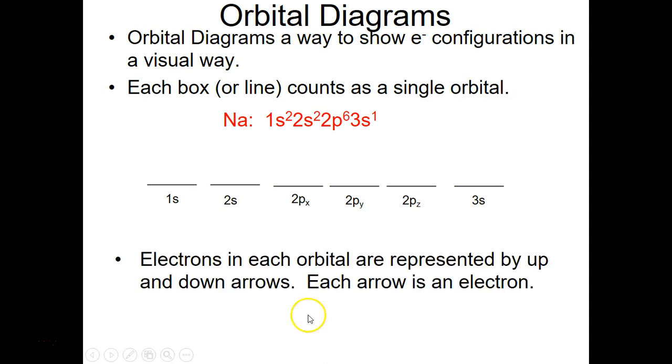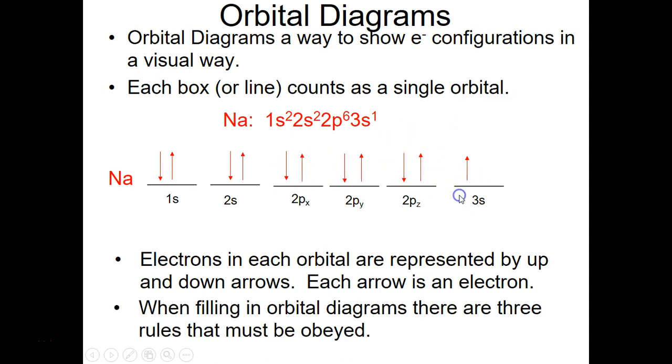Now, electrons in each orbital are represented by up and down arrows. Each arrow counts as one electron. So for sodium orbital notation, there's 2 electrons in the 1s. So we put two arrows, one up, one down, in the 1s. We have 2 electrons in the 2s, 6 in the 2p, and 1 in the 3s.